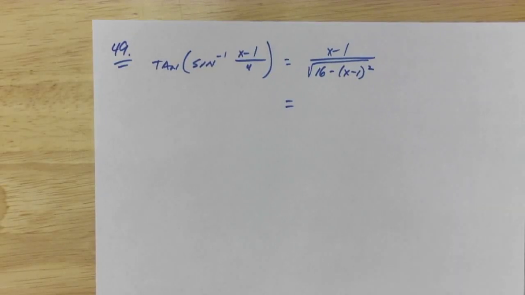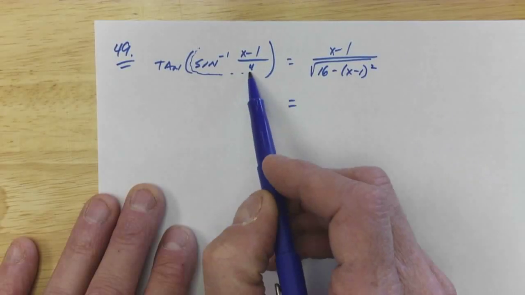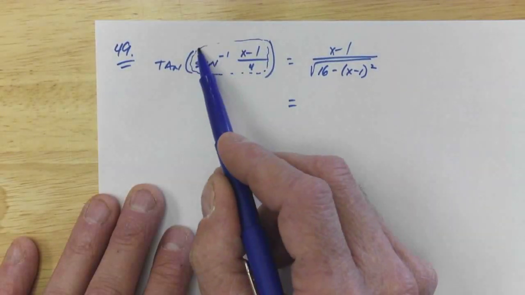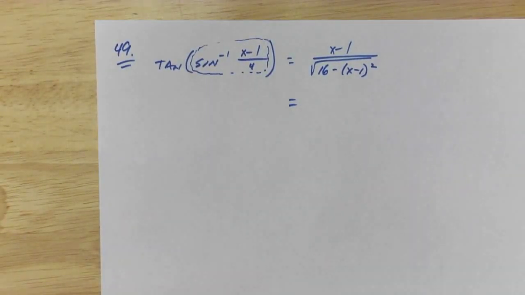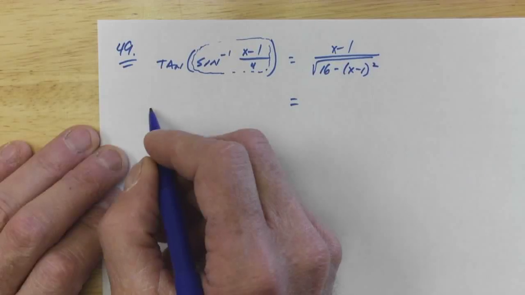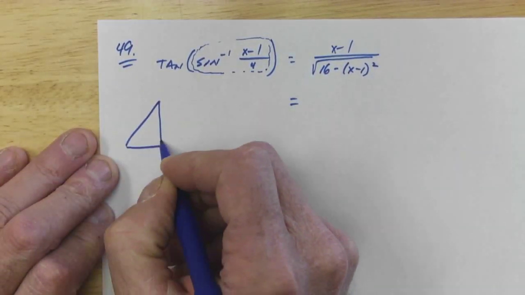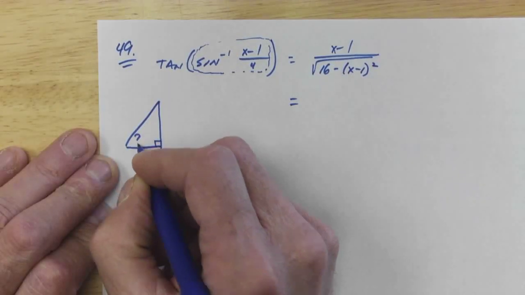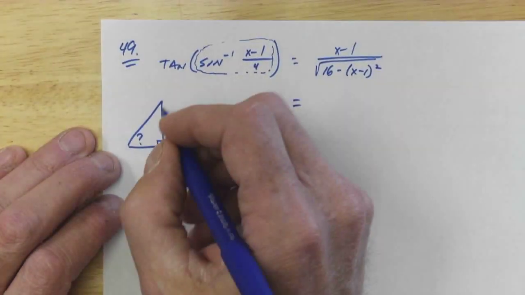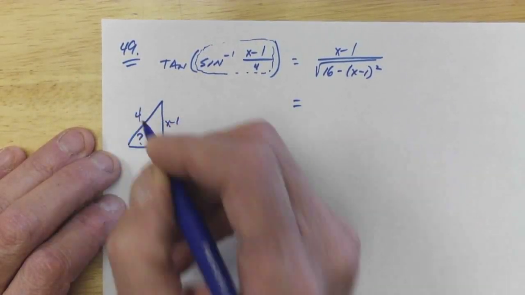Okay, so right here on this one, when they're doing inverse sine of a ratio, what are they asking us to provide? Yeah, a degree measure, an angle. So what I'm gonna do is draw a triangle where my sine, so here's my angle right here, where my sine is x minus 1 over 4.